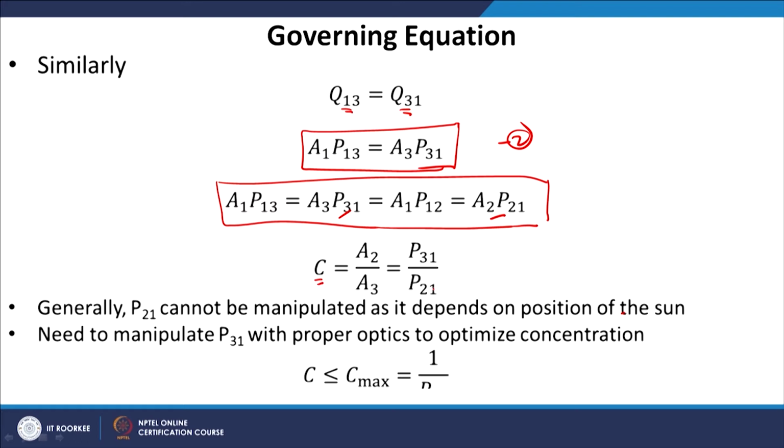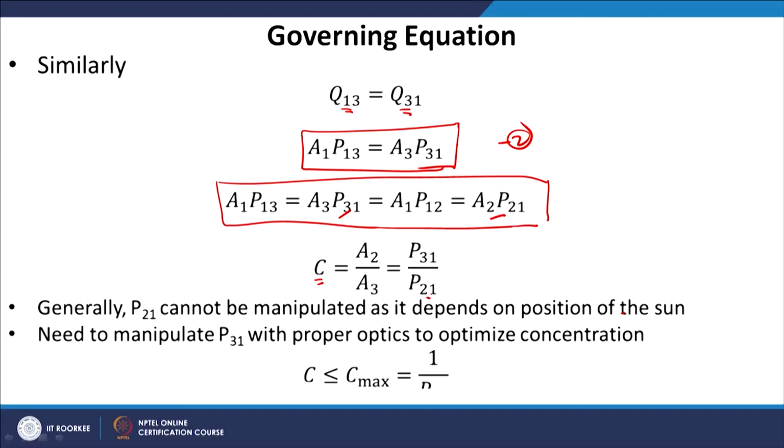So, the concentration is basically equal to P31 upon P21, where P31 is a kind of exchange factor between the absorber and the sun or the source, and P21 is basically the exchange factor between the aperture and the source. So, generally you cannot manipulate P21 because P21 is basically decided by the sun and the aperture. The sun cannot change its position while the aperture is also fixed size. So, you cannot manipulate P21.